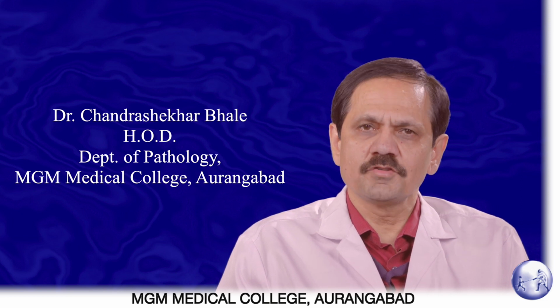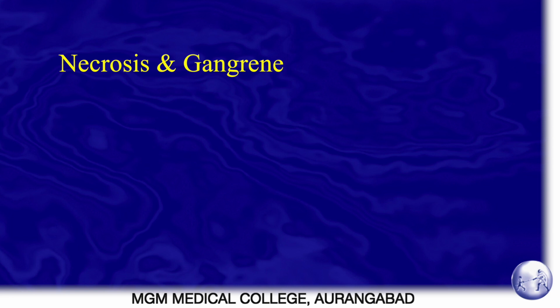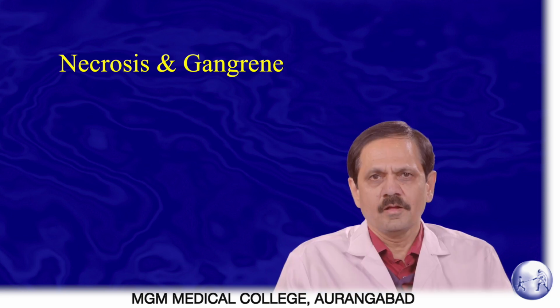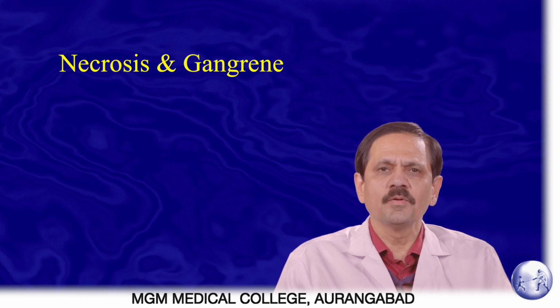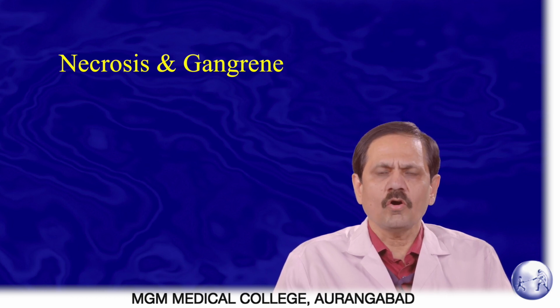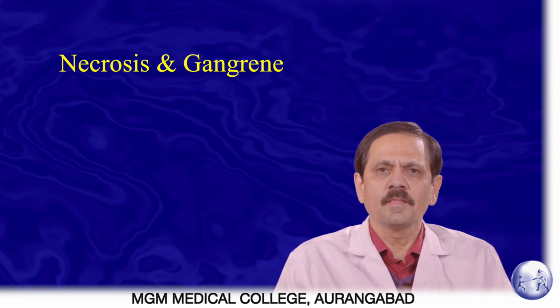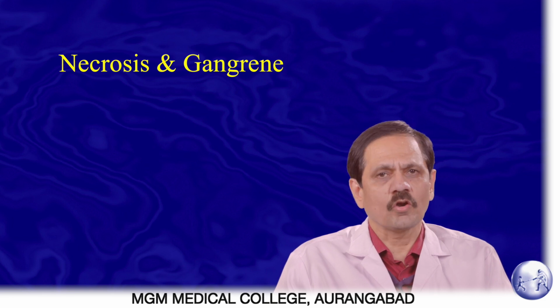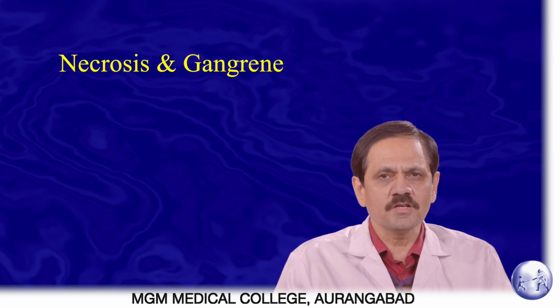I am going to deliver a lecture on a very basic topic in general pathology, that is necrosis and gangrene. Whenever there is damage to a cell, it may be because of any organisms, physical agents or bacterial agents. It will lead to alteration in the cellular environment surrounding the cells. This injury to the cell will lead to either a reversible change or an irreversible change.